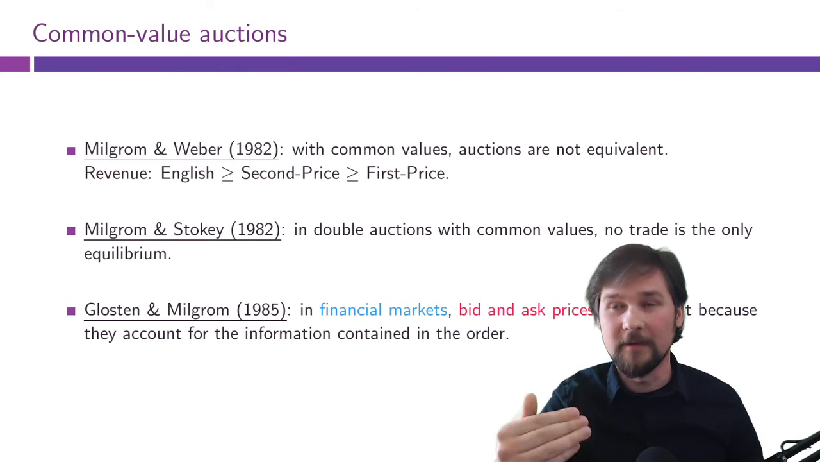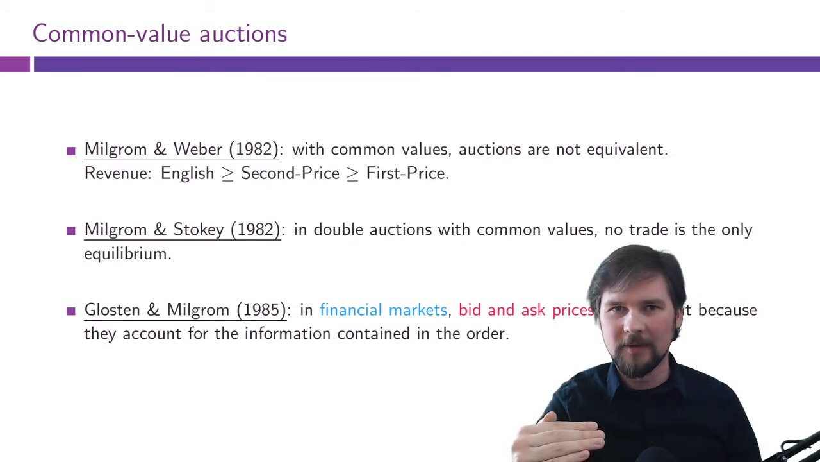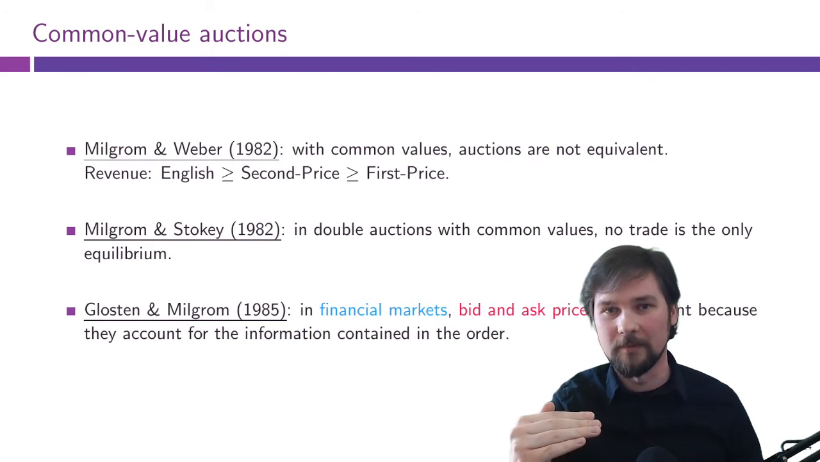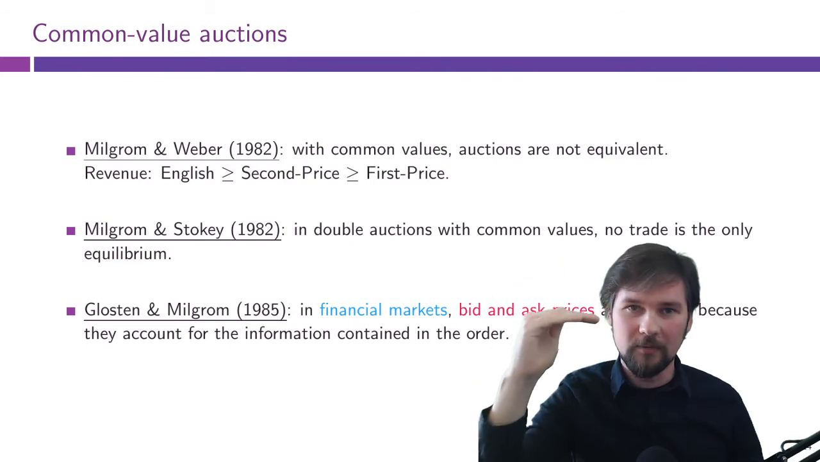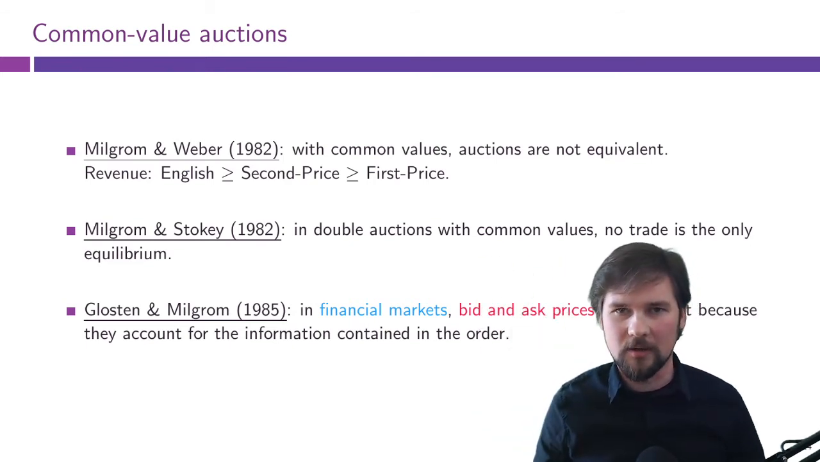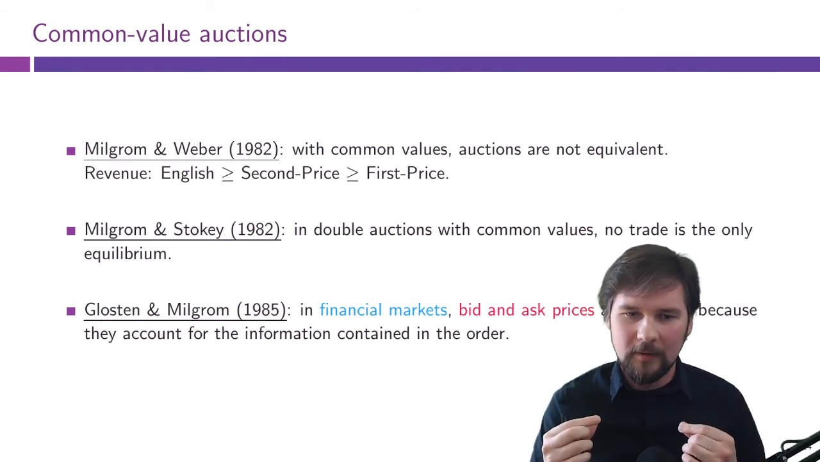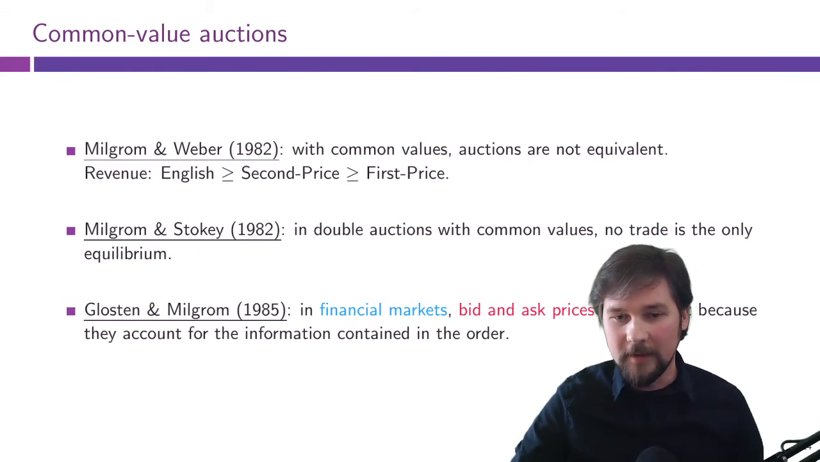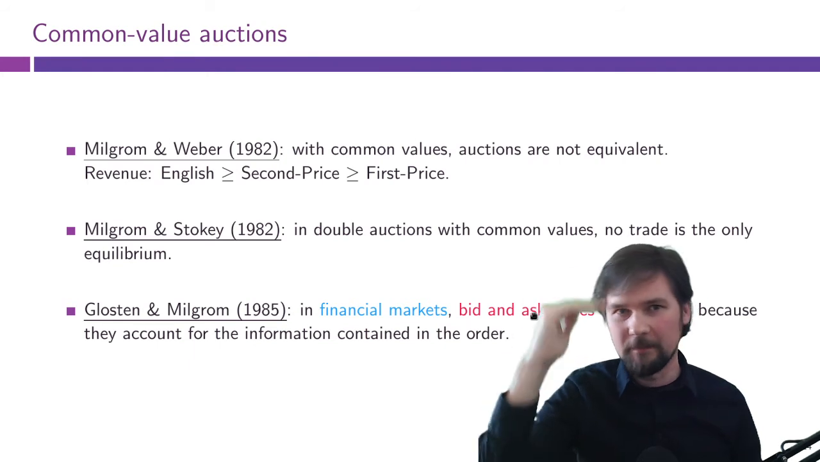So in financial markets, the bid price is the price that the market quotes you to buy the stock from you, at which you can sell the stock to the market. The ask price is the price at which you, an individual trader, can buy the stock from the market. And in the real world, bid and ask prices are different. So there is a wedge. There is no single price of a stock. There is always a bid price and an ask price.